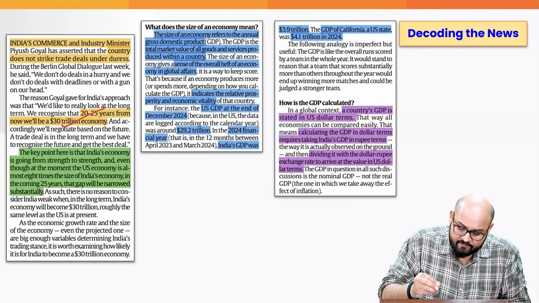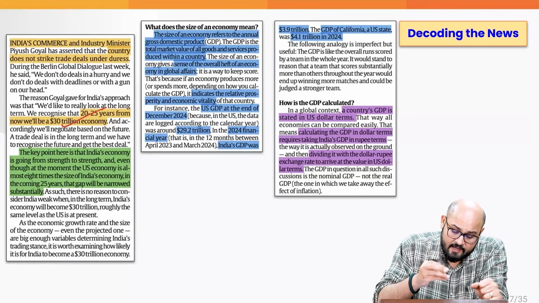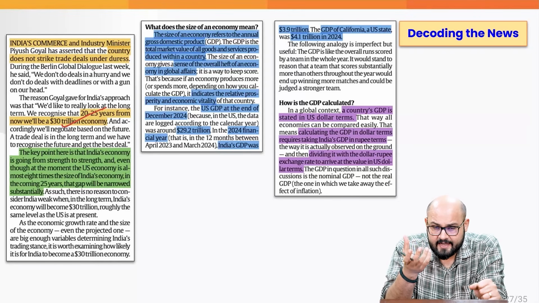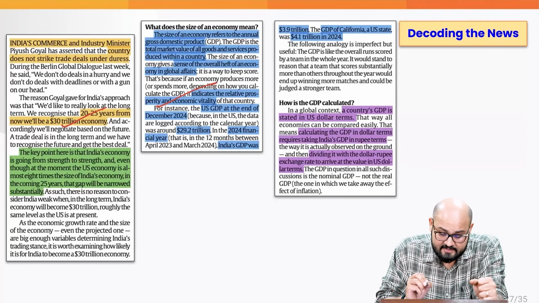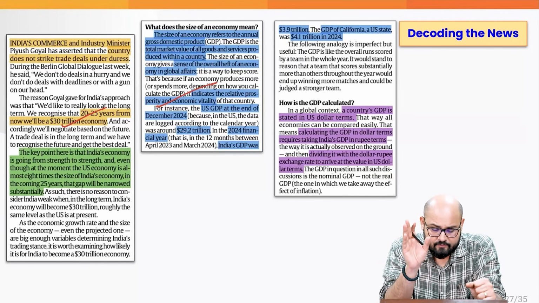The size of an economy refers to the annual gross domestic product, the GDP, the total market value of all goods and services produced within a country, and it gives a sense of the overall heft of an economy, the overall weight of the economy in global affairs. It indicates the relative prosperity and economic vitality of the country, but it does not include the inequality aspect. That is what we'll have to understand.